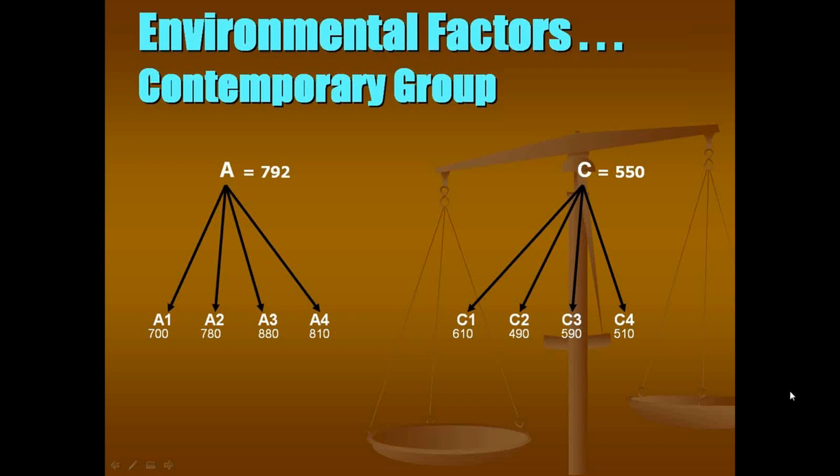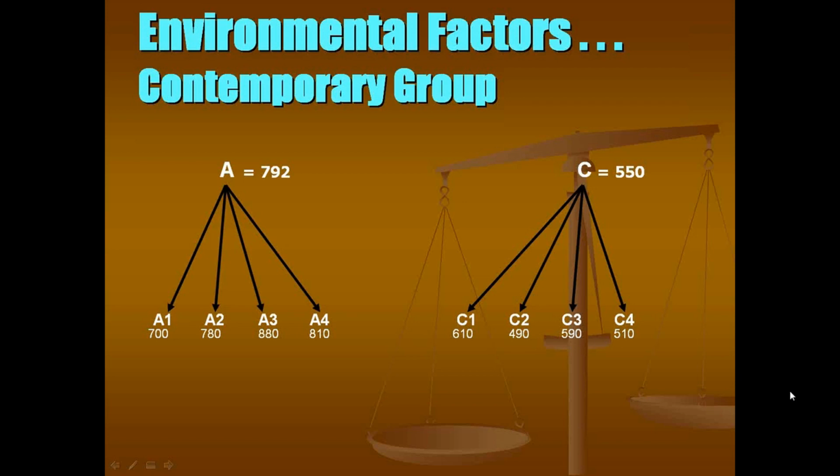Without any other context, we would certainly assume that sire A is superior to sire C for weaning weight. And if we were interested in going out and buying some calves to increase the growth in our herd, we would certainly gravitate towards the calves out of sire A.